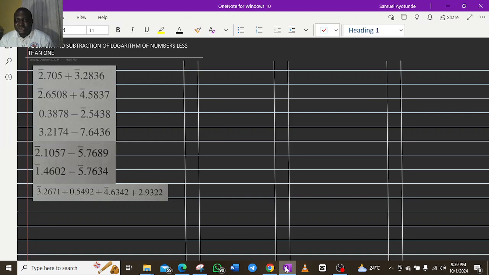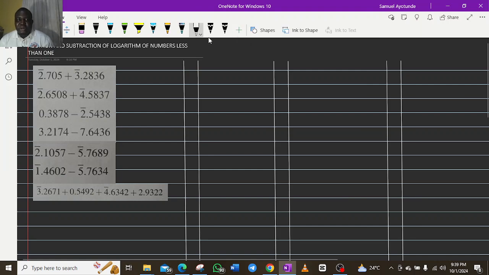than 1. The reason we are treating this as a topic is that the addition and subtraction of logarithm of numbers less than 1 has a slight difference from the addition and subtraction we have always been doing. And the slight difference is because of the negative that the characteristics carry. What do I mean? Can I see the first question here? We have 2 bar 0.705. So the bar, which the number got as a result of the number being less than 1, makes the addition and subtraction slightly different from what you have always known.